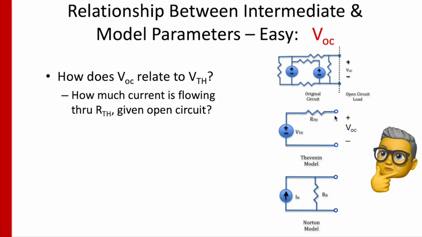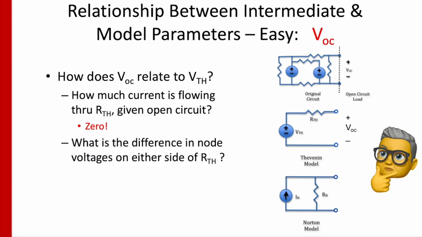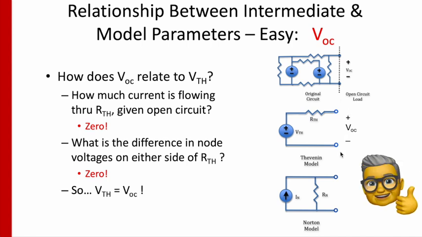How much current is flowing through this Thevenin resistor with an open circuit load here? So no load resistor, it's open circuited. That load resistor is disconnected. How much current's flowing through here? 0. What's the difference in the node voltages on either side of the Thevenin resistor? 0. There's no current flow. They have to be the same. So therefore, V Thevenin is equal to what? V Thevenin is equal to VOC. They're identical because there's no voltage change here.